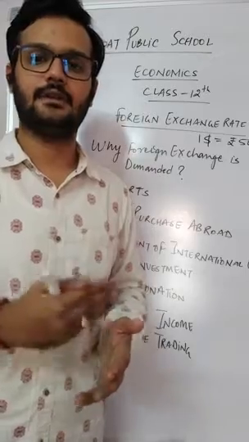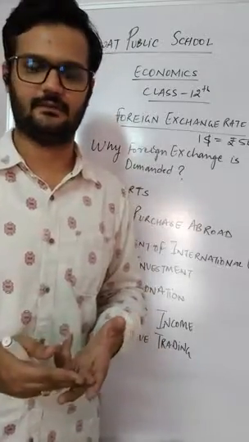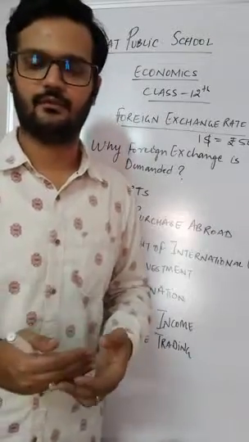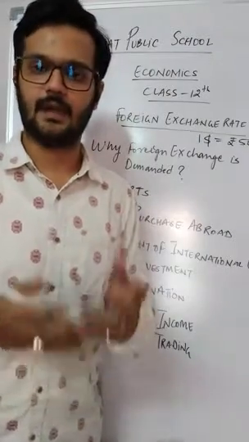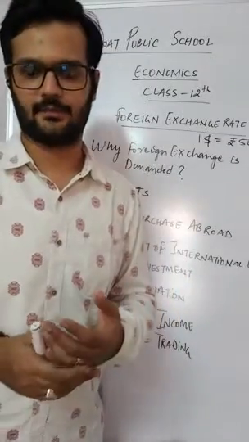For land, we need to pay rent. For labor, we need to pay salary or wages. In economics, it is known as wages. For capital, we need to pay interest. For example, if you borrow money, that is your capital, you need to pay interest for that.